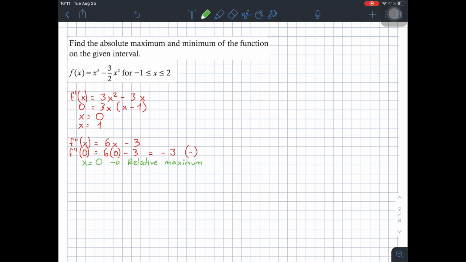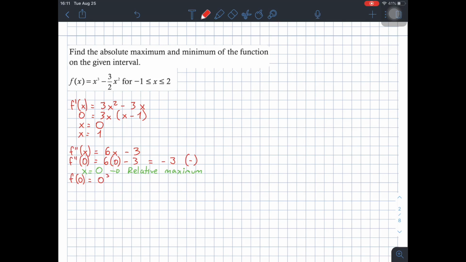Okay, and then let's find the y-coordinate already for this point. If we replace this into the original function, we're going to find f of 0. We're going to get 0 cubed minus 3 over 2 times 0 squared, and this is equal to 0, right? So the point (0, 0) for now is a relative maximum point. We're going to see if this is true later on.